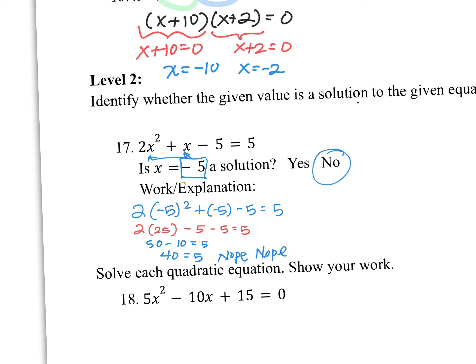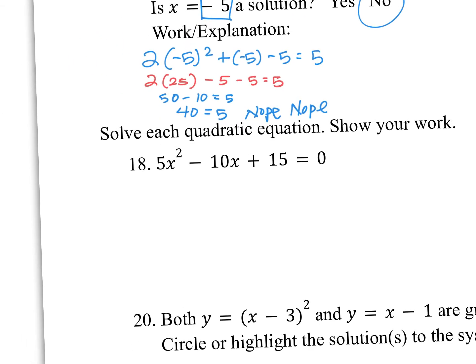And I showed my work of plugging it in. You could also learn to solve it yourself. You could have completed the square. You just have to make sure that you subtract this on over. Okay. Solve each quadratic equation, show your work.